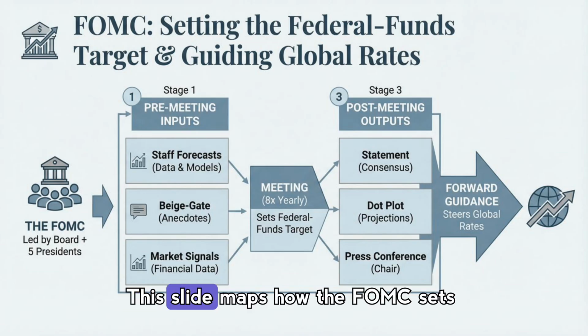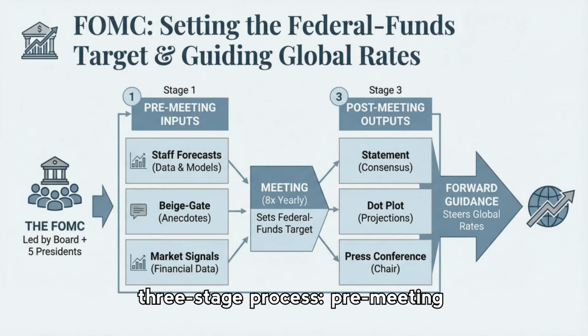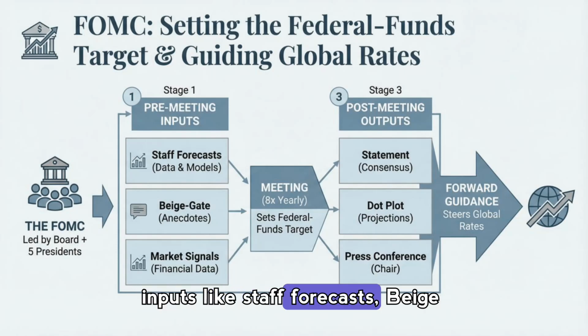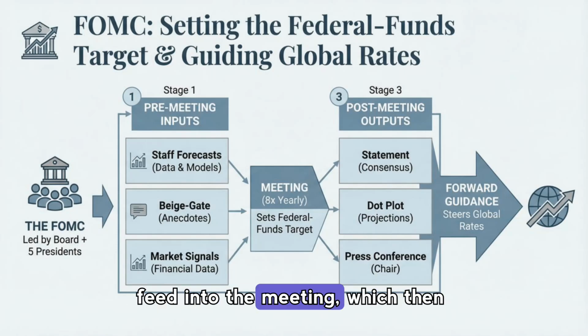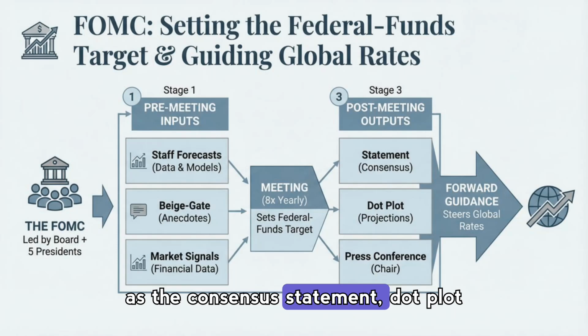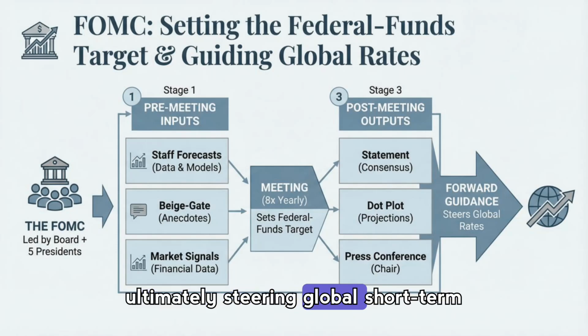This slide maps how the FOMC sets the federal funds target through a three-stage process. Pre-meeting inputs like staff forecasts, beige book anecdotes, and market signals feed into the meeting, which then produces post-meeting outputs such as the consensus statement, dot plot projections, and the chair's press conference, with forward guidance ultimately steering global short-term rates.